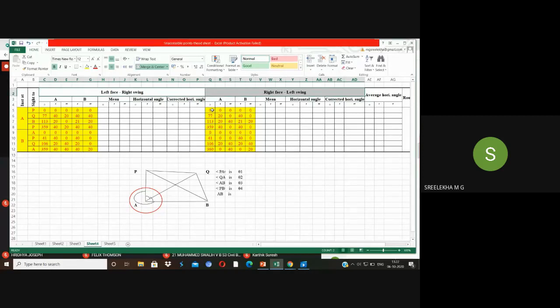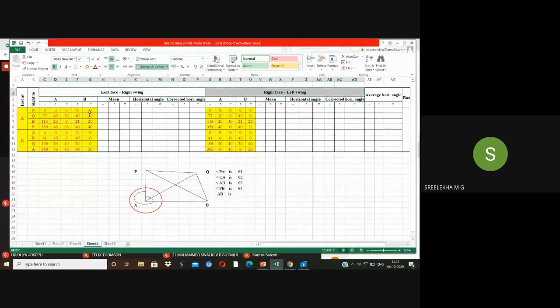Okay, so similarly, whatever we are doing in the left face, it's correspondingly done in the right face also. Then shifting the instrument, you are repeating the same procedure so as to get whatever be the angles between, that is theta 3 and theta 4. So can you see these angles?